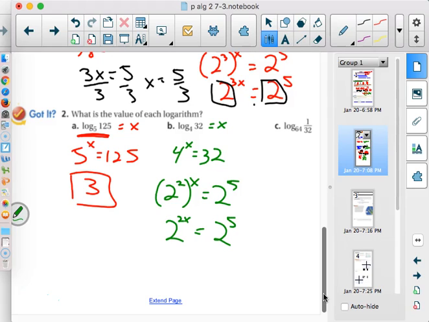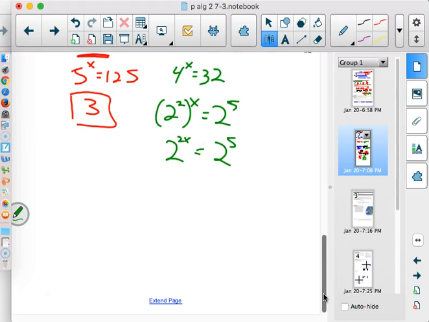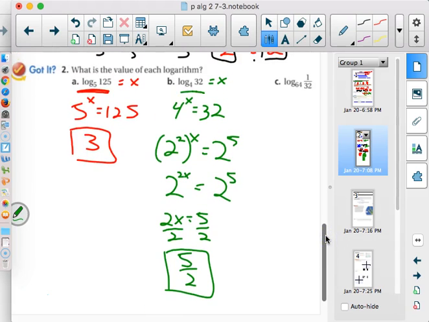Do we need to worry about the big 2's? No. Already the same. We need 2x equal 5. Well, just divide by 2. 5 halves. Come on, that is so cool. This says 5 halves. That's what that says. Math is like secret codes. This is cool stuff. Oh, fraction.